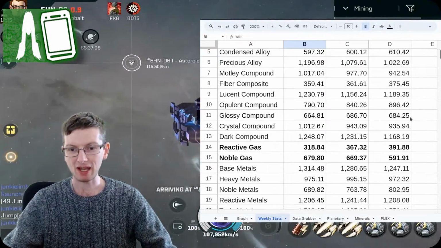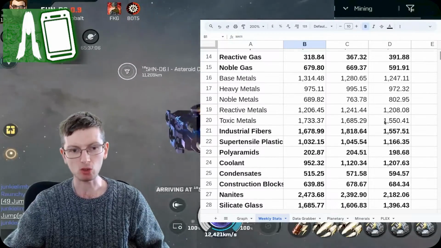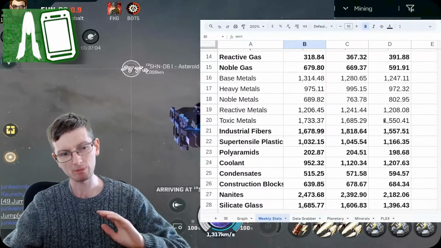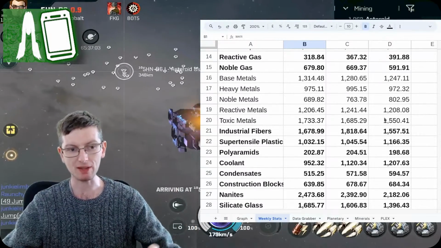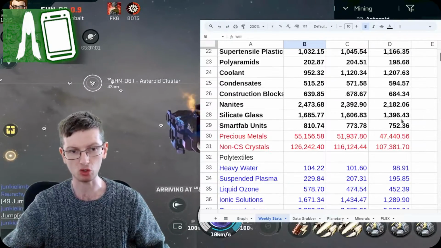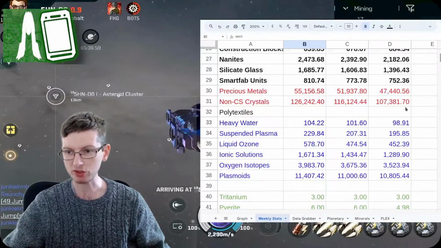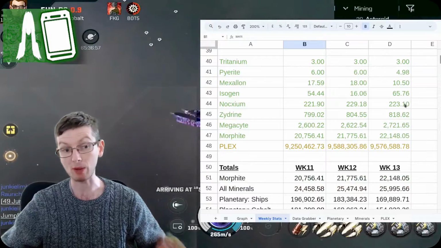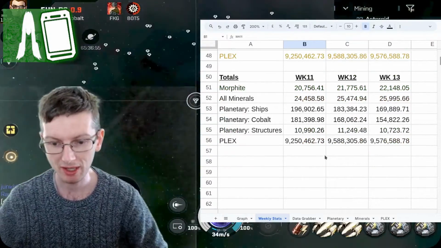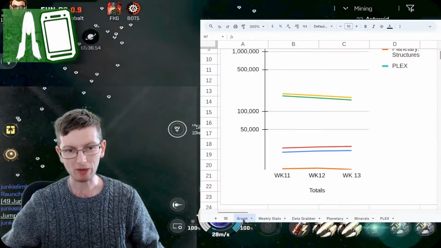So, yeah, as I said, we're not going to go through every single one of these items. If you want to pause the screen and take a look to see if your favourite planetary material has gone up or down, feel free. I'm just going to scroll down to the bottom where we have it all summarised. And, of course, I do have a graph.